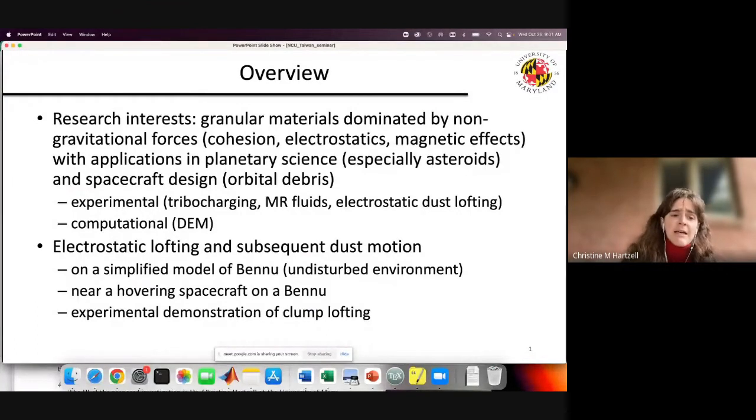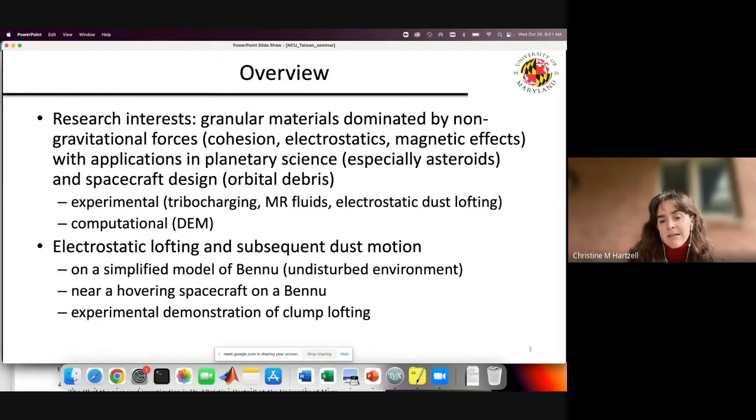So the talk today, I have three sections. First, we're going to talk about electrostatic lofting and the subsequent motion of dust on the asteroid Bennu, assuming an undisturbed environment, so just the natural environment of the asteroid Bennu. Then we're going to consider lofting and dust motion once we have a spacecraft that is close to the surface of the asteroid Bennu.